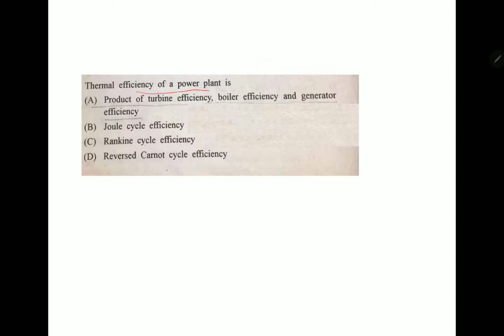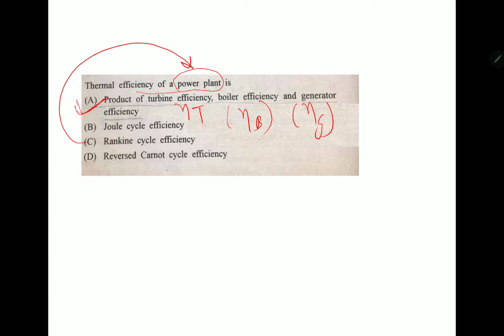Thermal efficiency of a power plant is the product of turbine efficiency, boiler efficiency and generator efficiency. Option A is our right answer. Over here Rankine cycle efficiency is also related with power plant, but the right answer is option A.